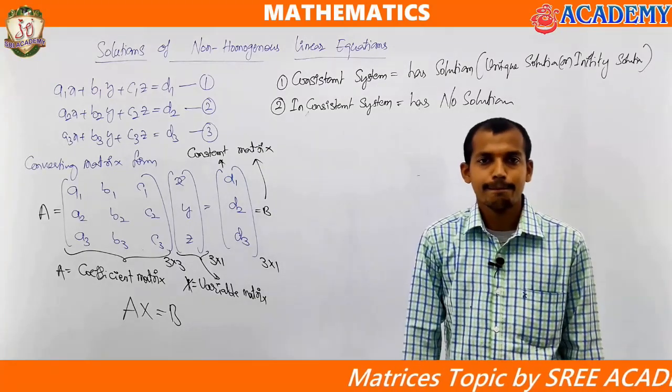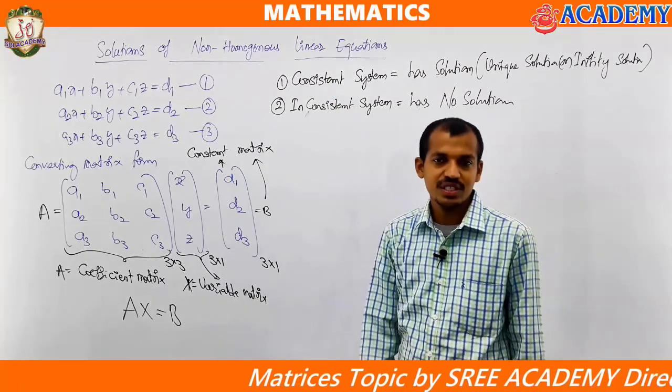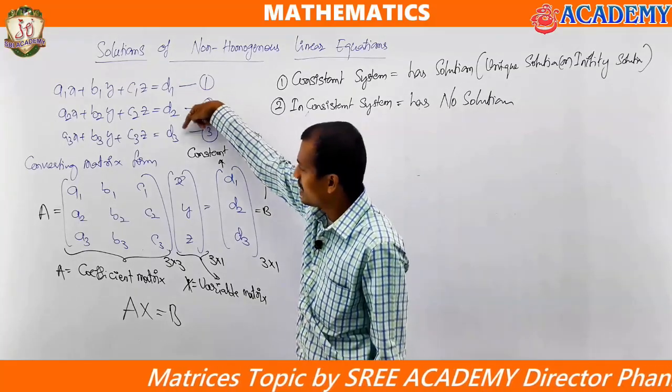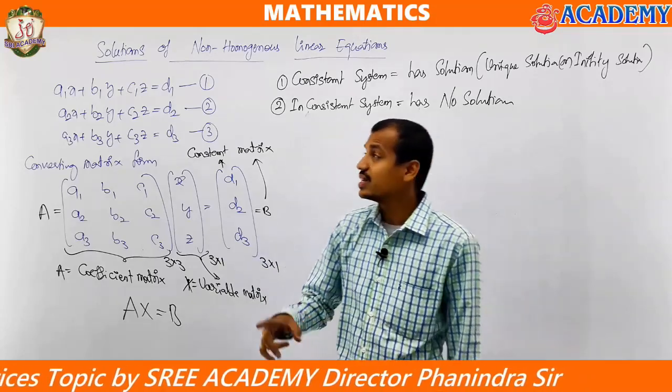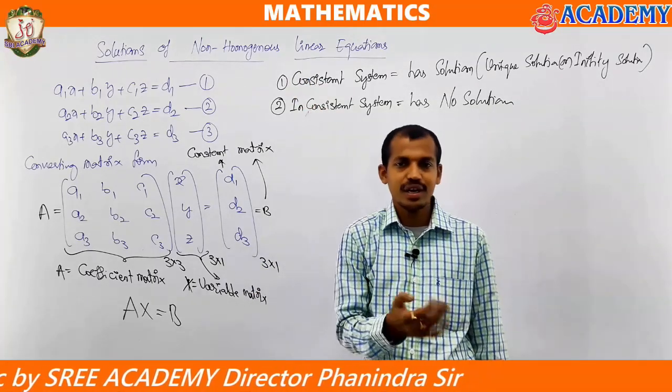For homogeneous, non-homogeneous system, if this three values constant matrix is equal to null matrix, d1, d2, d3 are going to be zeros, then that is said to be homogeneous. We will talk about later.